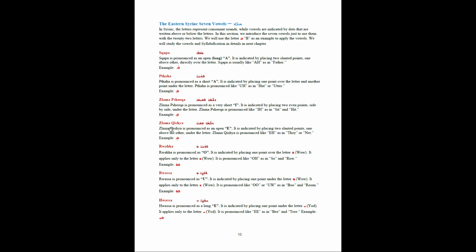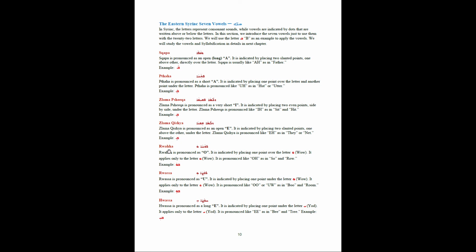Zlama Qishya is pronounced as an open E, A. It is indicated by placing two slanted points, one above the other, underneath the letter. Do you see here the Beth and two dots underneath it? That's exactly how it's going to look. Zlama Qishya is pronounced like A, like in they or net. With the B, it sounds Be.